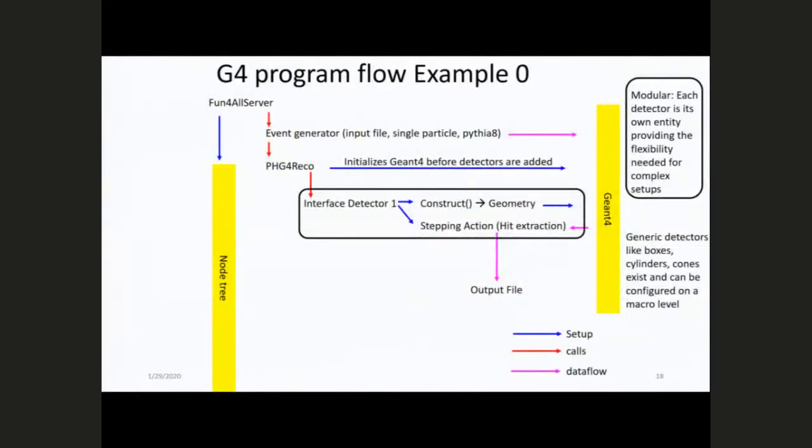So, rehearsing the program flow in Yaroslav's example. What we basically did, we have the fun4all server. We have an event generator, the particle gun, which put a photon and a pion into the G4 particle stack. We had G4Reco, which had an interface detector which talked to G4Reco. I reused his construct method in his detector implementation, and I needed to tweak something in my infrastructure so that I call his stepping actions, which do the hit extraction, and then it goes from there directly into the output file, just like what he wrote. So this is basically what you saw just now.